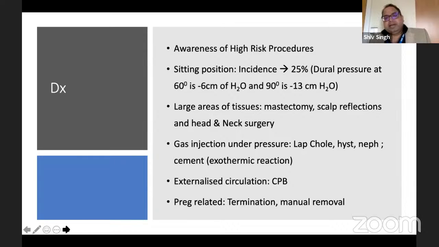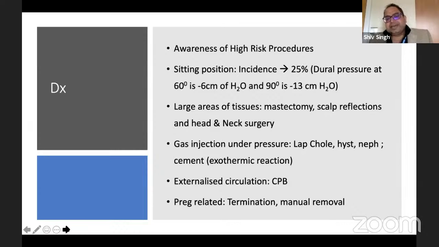It can happen in surgeries where there is gas injection under pressure, like laparoscopic cholecystectomy, hysterectomy, nephrectomy. It can happen where there is cementing in orthopedic procedures. Now, cement causes an exothermic reaction, and we all know gas expands with temperature. So the canal can get highly pressurized, and even a small bubble can enlarge in size and get into the circulation. It can happen in cardiopulmonary bypass, where the externalization of the circuit happens.